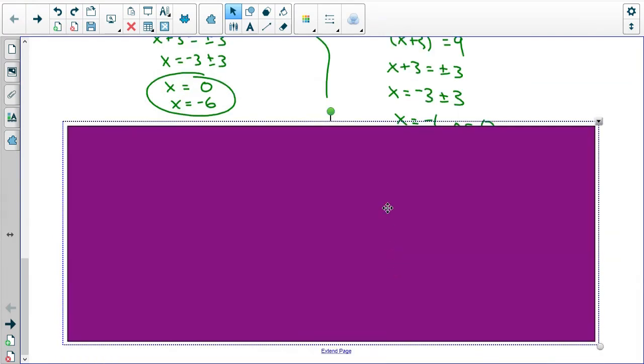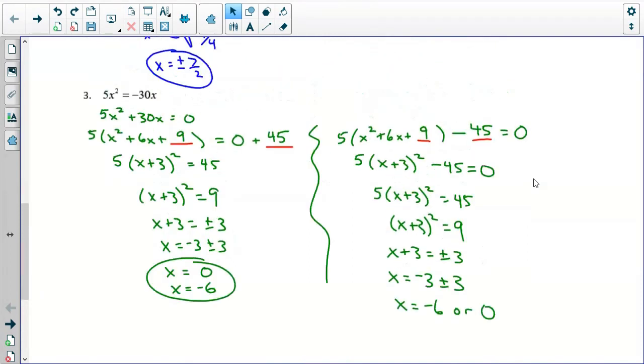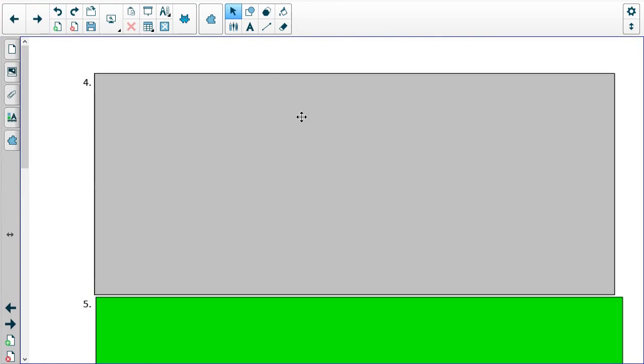I take the square root, which requires me to put a plus or minus. And then I subtract the 3 over, and I get 0 and -6, which I got previously the last two times I did this problem. If we look at problems 4 and 5, we're going to be in big trouble in these problems if we want to complete the square.